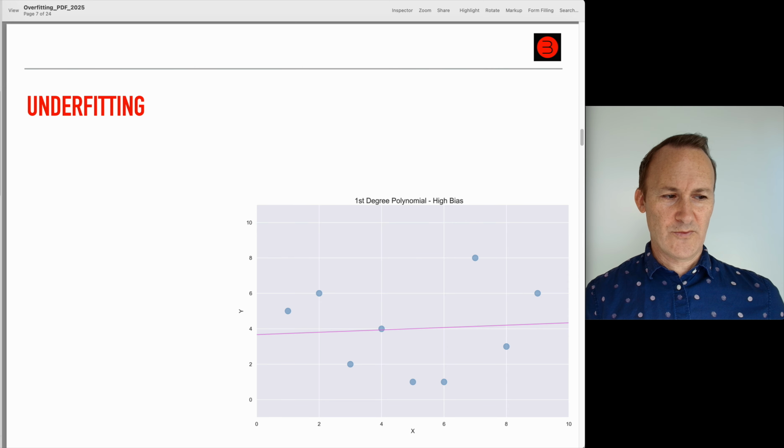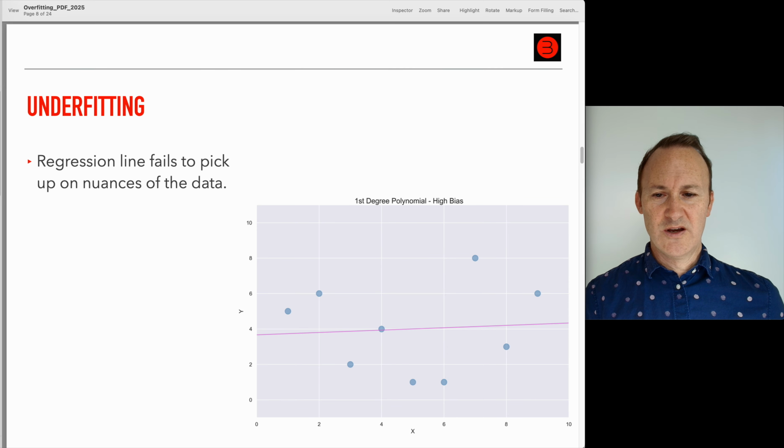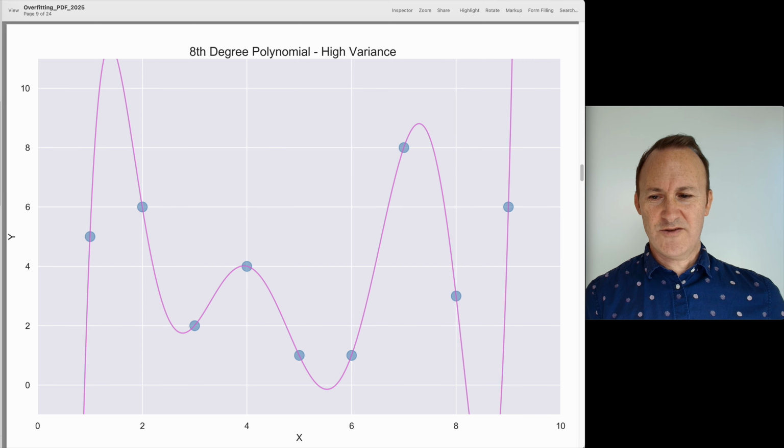So what does underfitting mean here? Well, the regression line fails to pick up on nuances of the data. It does not capture the relationship. It's almost horizontal. It just doesn't do a good enough job. I think that's pretty clear. Now, compare that to the following.